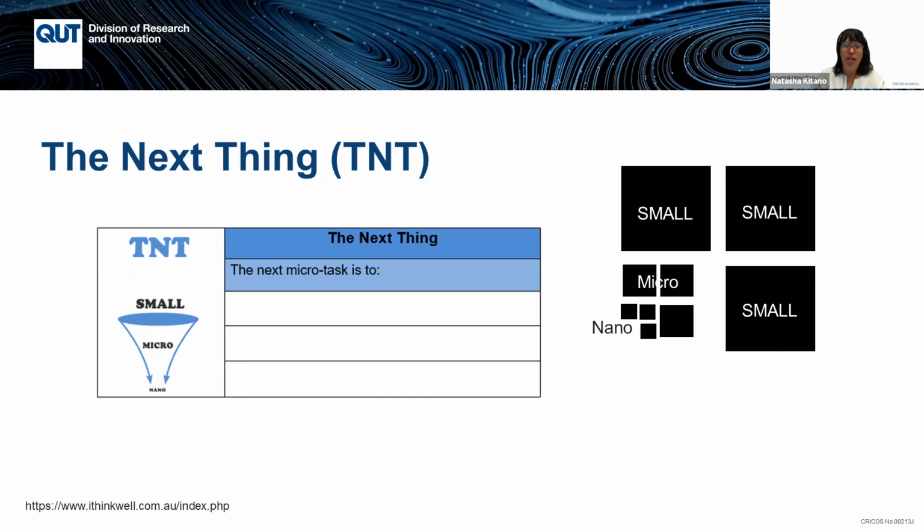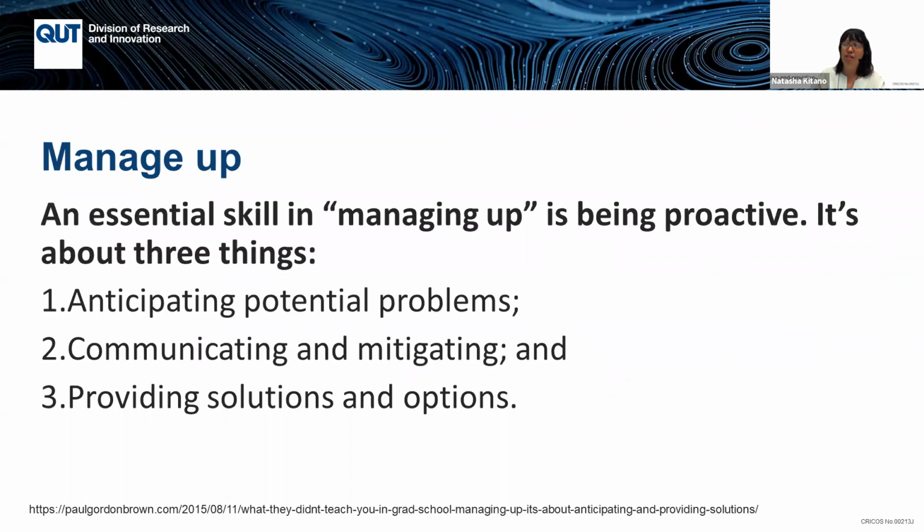Okay, another little tip I have for you is to manage up. It's a skill. It's about being proactive, and there are three things. The first thing is you anticipate a potential problem, you communicate and mitigate it, and you provide solutions and options. So you can go to your supervisor and say, this is the solution I have for this potential problem, okay? I really like this page as well. Be proactive and anticipate the problem, communicate and mitigate it. And most importantly, provide solutions and options. Your supervisor might not agree with your solutions and options, or they might offer other ones.